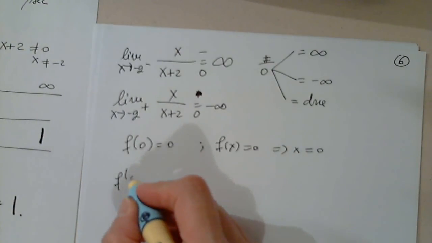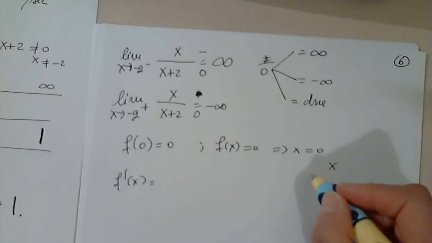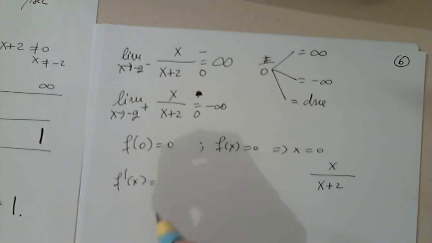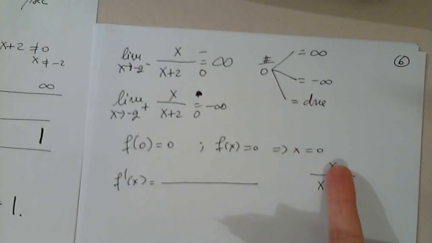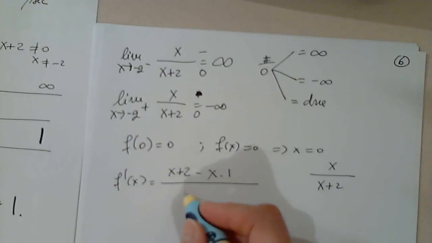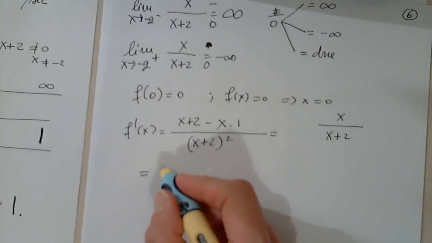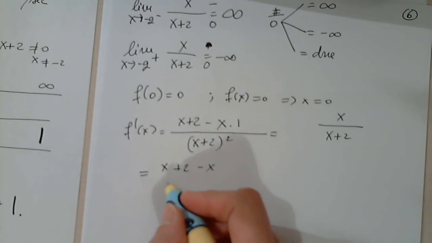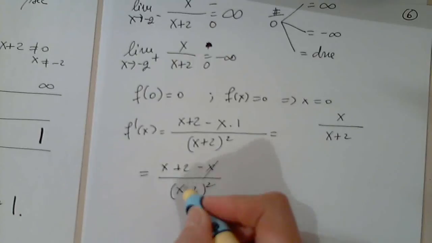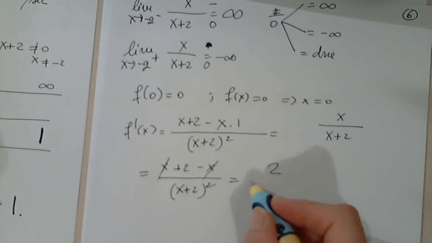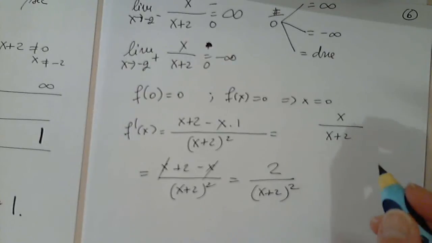So the first derivative, remember this is a ratio. It's x divided by x plus 2. The top function prime, which is 1, times the denominator, minus the top function times the denominator prime, which is 1, over x plus 2 squared. Don't try to simplify anything, it's not possible. So this is x plus 2 minus x divided by x plus 2 squared. These two go away. So it's positive 2 divided by x plus 2 squared, which is never 0.